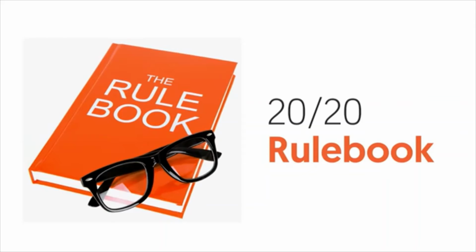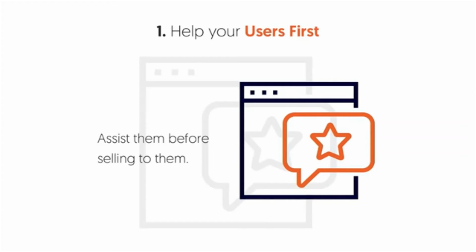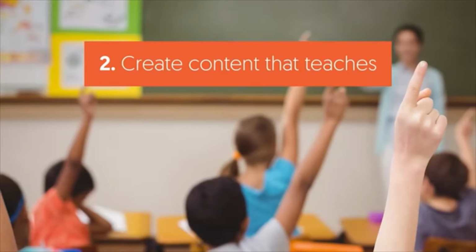And this Rulebook breaks down 20 things that'll help you become better content marketers. The first one is put people first. If you help people and always put them first, you're much more likely to succeed. Number 2, you want to create content that teaches.